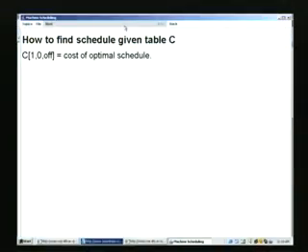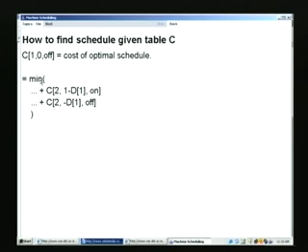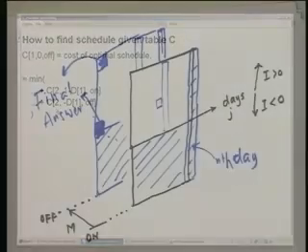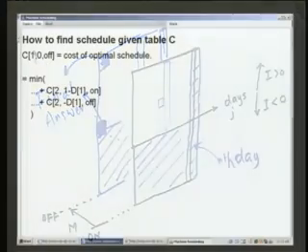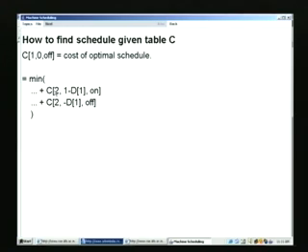The final topic is, how do I find the schedule given the table? So remember that C1 off was the cost of the optimal schedule. Now this cost is going to be a minimum of some costs. Which costs? Well, if I want to calculate this cost, it is the minimum of some cost in this column and some cost in the corresponding column over here. So C1 off would be the minimum of some expression involving some element in the next column on the off side, as well as some element in the next column on the on side. So we simply check whether C1 is equal to the first term or the second term. It is the minimum, so it should be equal to at least one of these.